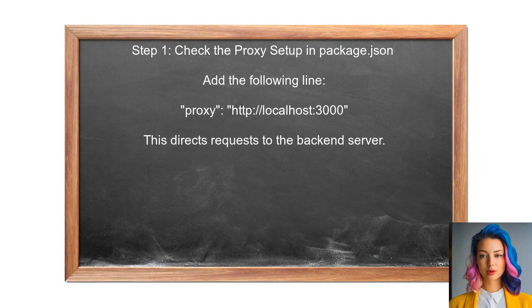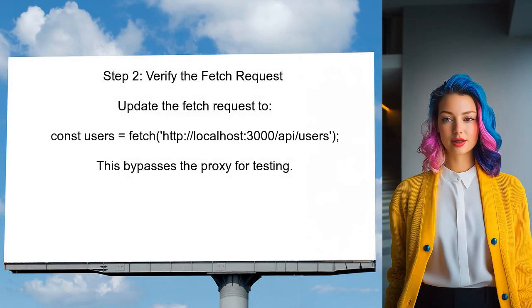To address the issue with the fetch request, the user should first ensure that the proxy is correctly set up in the package.json file. This involves adding a line that specifies the backend server's address. Next, the user should confirm that the fetch request is correctly formatted. The fetch function should include the full URL if the proxy is not working as expected.